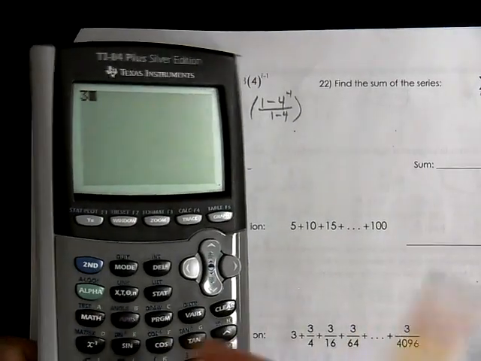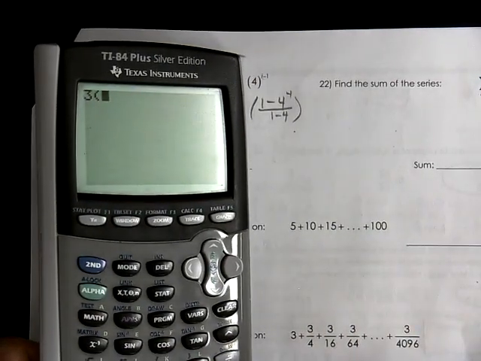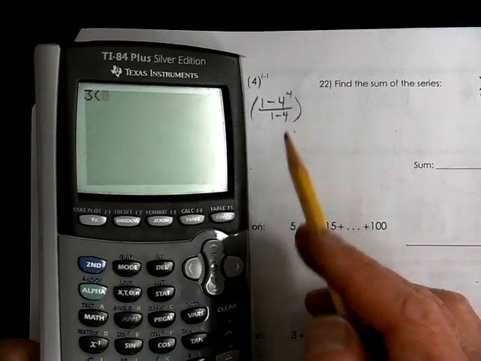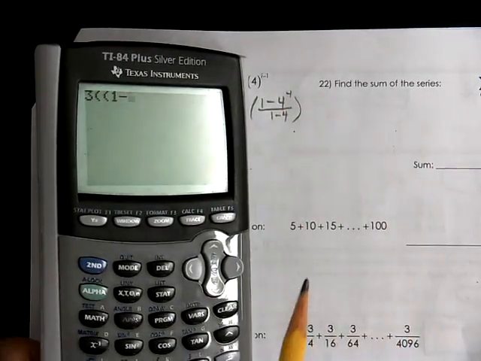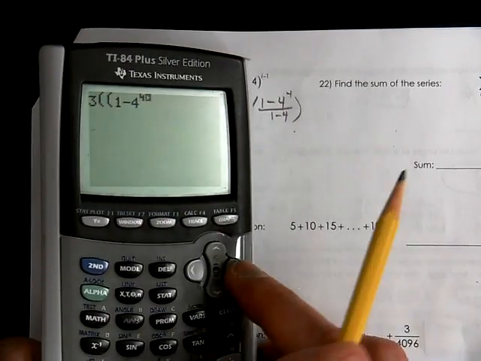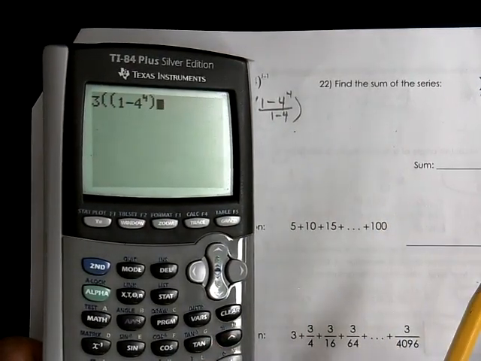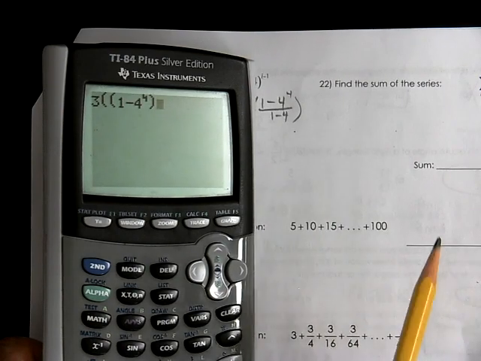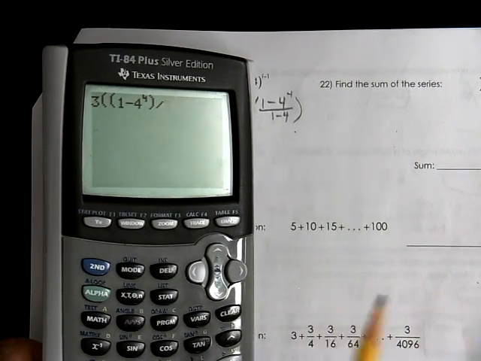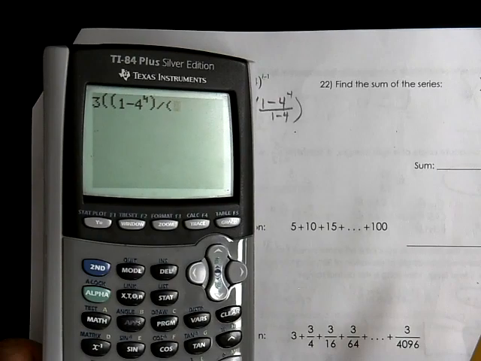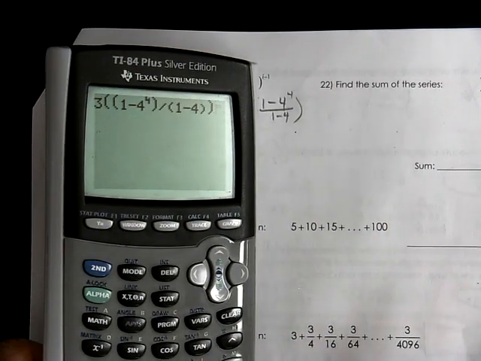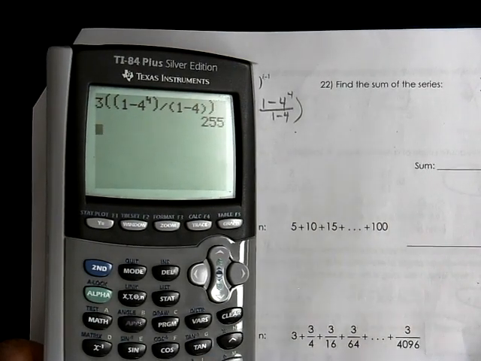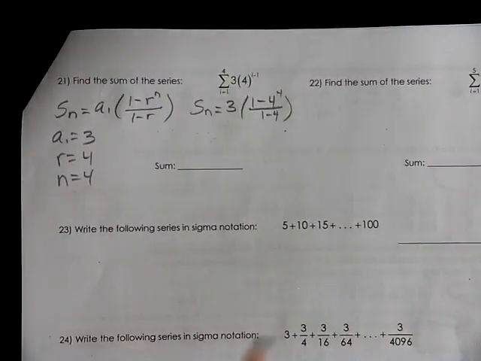So we have 3 times. Now we have a numerator, so I'm going to put that in parentheses. 1 minus 4 to the 4th. That's our numerator. Divided by our denominator, 1 minus 4. And we close parentheses. That gives us 255.